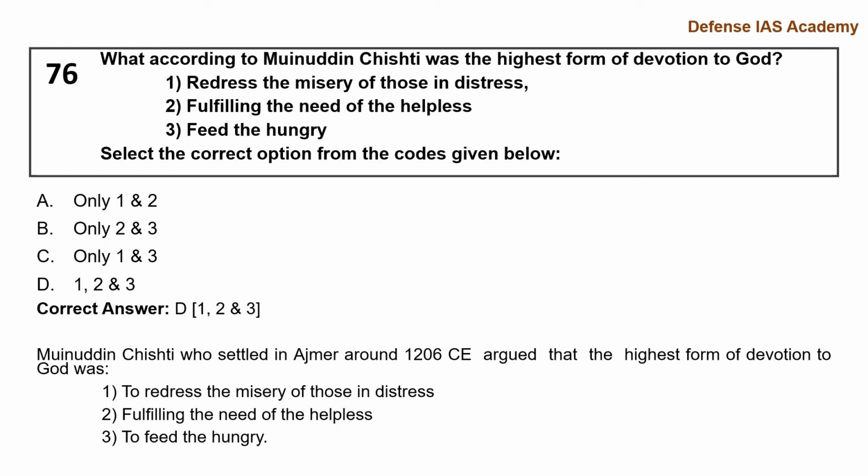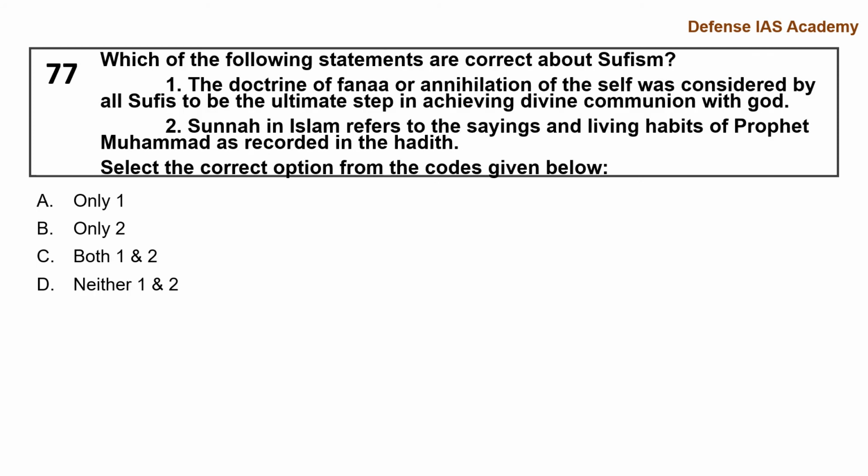Muinuddin Chishti, who settled in Ajmer around 1206 CE, argued that the highest form of devotion to God was to redress the misery of those in distress, and second one, fulfilling the need of the helpless, and 3, to feed the hungry. Question 77. Which of the following statements are correct about Sufism?